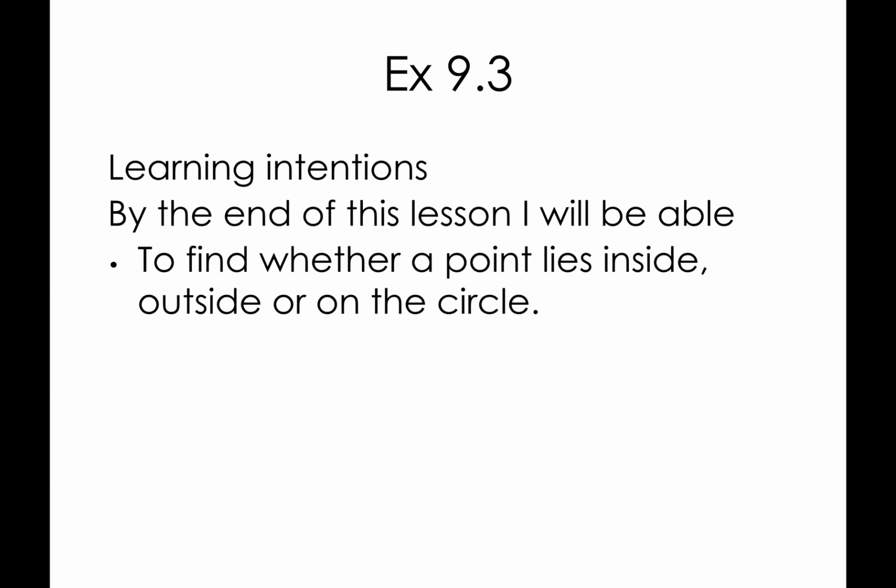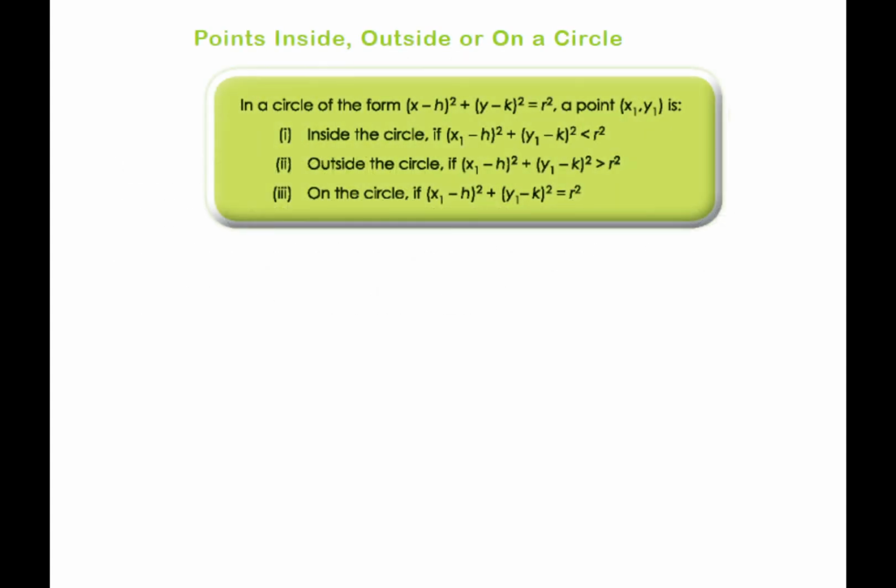Hi guys, in today's lesson we're looking at whether a point lies inside, outside or on the circle. If a point lies inside the circle, the left-hand side of your equation of the circle will be less than the radius squared. If your point is outside the circle, (x minus h) squared plus (y minus k) squared will be greater than the radius squared, and if it's on the circle, the left-hand side of your equation will equal the radius squared, will equal the right-hand side.